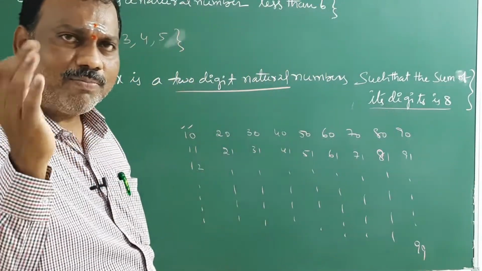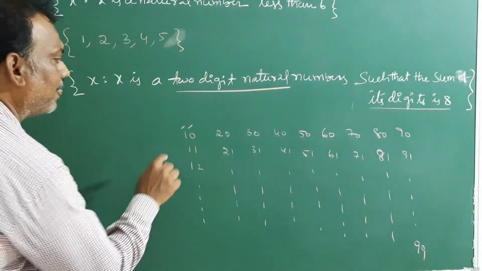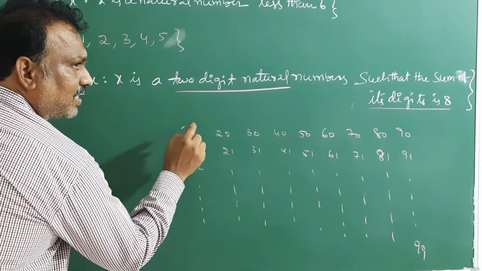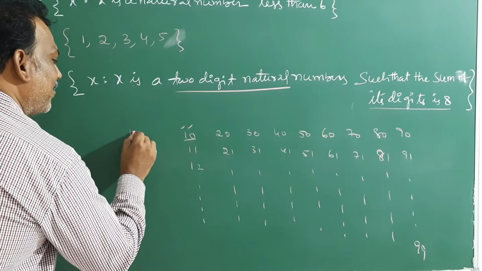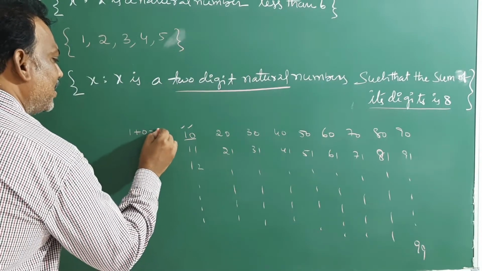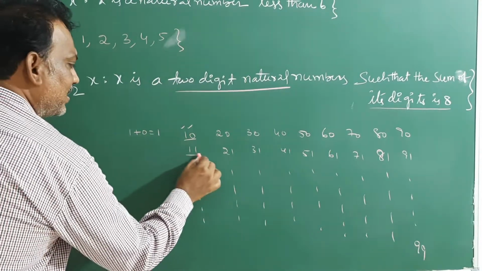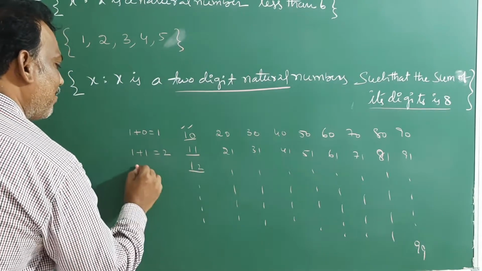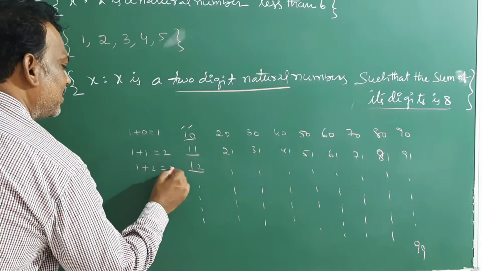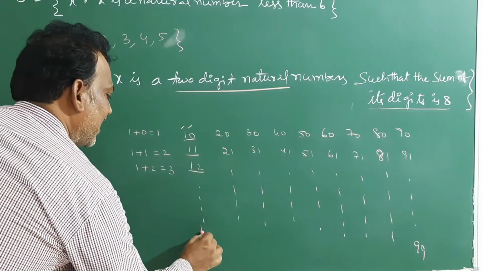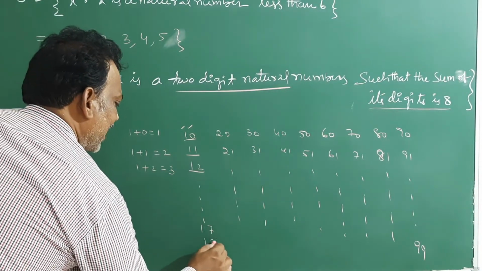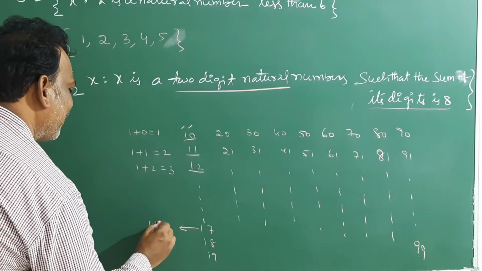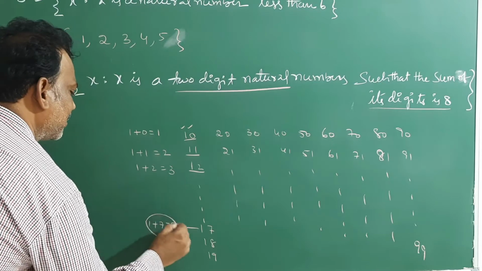What is meant by sum of its digits? Simple, students. In 10, 1 and 0 are the digits. 1 is 1 digit, 0 is 1 digit. Sum of digits means 1 plus 0. How much? 1 only. What is the sum of these two digits? 1 plus 1 is 2. What is the sum of these two digits? 1 plus 2 is 3. Like if you take here 17, 18, 19. So in this 1 plus 7 is 8. Correct or not, students?